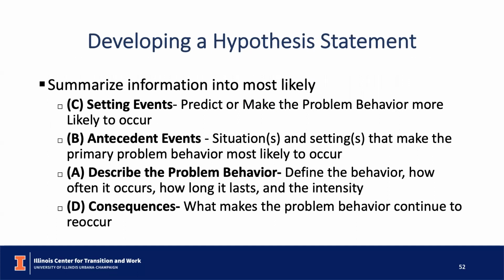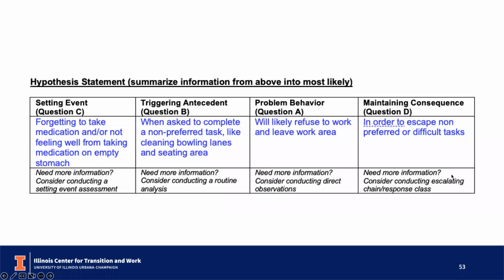So now that we have gathered all of that information, we can develop a hypothesis statement. The hypothesis statement is basically just summarizing the setting events, the antecedent events, the problem behavior, and the consequences. So you're taking all of the information from questions C, B, A, and D, and you're summarizing them. Here, all I did was take the information from sections B, C, A, and D, and I just summarized them. For the setting event, in Tony's situation, forgetting to take his medication or taking his medication on an empty stomach is often going to increase the likelihood that the student is going to engage in their problem behavior. But if I didn't have enough information gathered to summarize what this setting event was, I could consider conducting a setting event assessment.